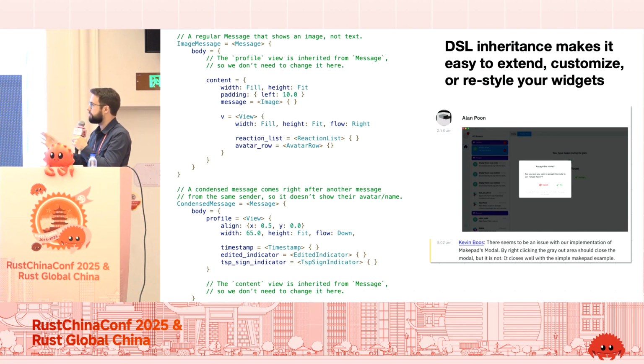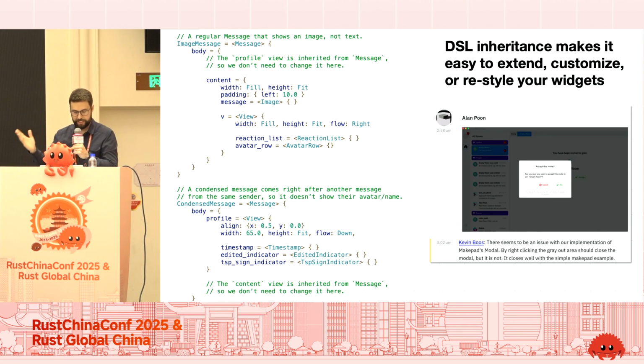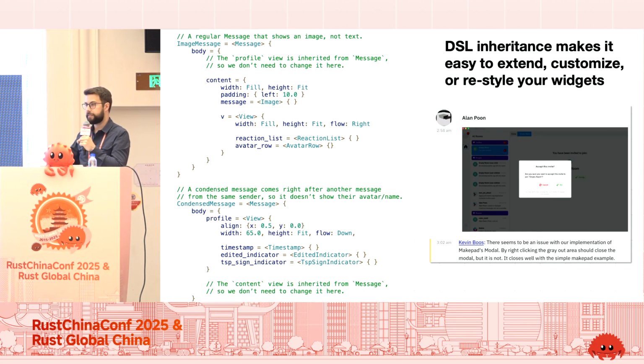So nothing particularly revolutionary there, but that's all we need to do. We don't need to redefine an entirely new widget from scratch. And the same thing if I wanted to have a smaller, more condensed message. For example, if you send a bunch of messages all within a short time frame, you don't want to show the profile every time because it wastes vertical space.